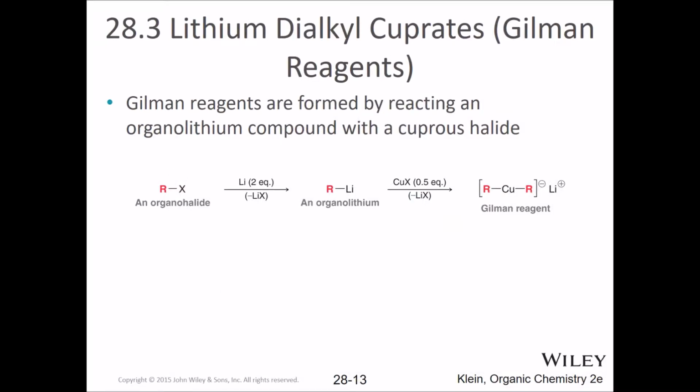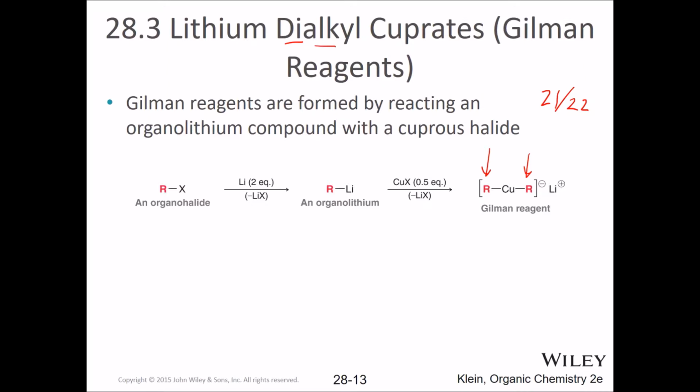Okay, so now we have a very cool new player on the scene. This we're going to cover in chapters 21 and 22. Klein talks about it here as if it's review, but we're going to be seeing it for the first time here instead of the first time there. So this is called a Gilman reagent, and it's a lithium dialkyl, right? Lithium dialkyl, so we've got two R groups in there. A lithium dialkyl cuprate. All right.